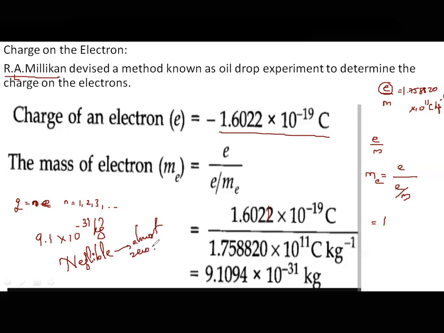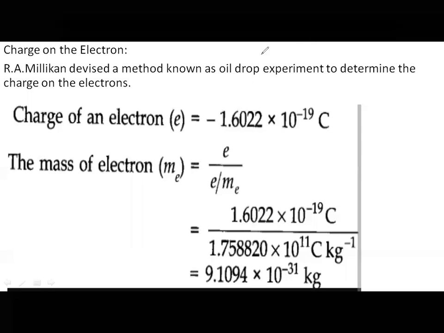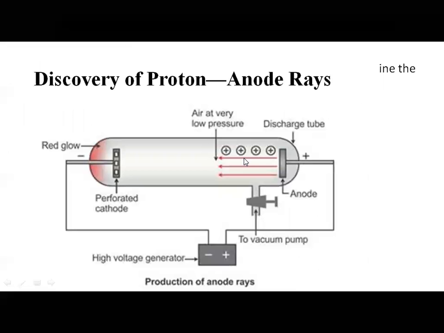So this was the explanation Millikan gave. Millikan gave fantastic knowledge to us through his oil drop experiment. He determined the charge on the electron and even the mass of the electron. The mass of the electron, if they ask you, is 9.1 into 10 raised to minus 31 kg. Almost negligible. When you compare it with the relative masses of other particles, it becomes 0 only. And the charge on an electron is minus 1.602 into 10 raised to minus 19 coulombs.